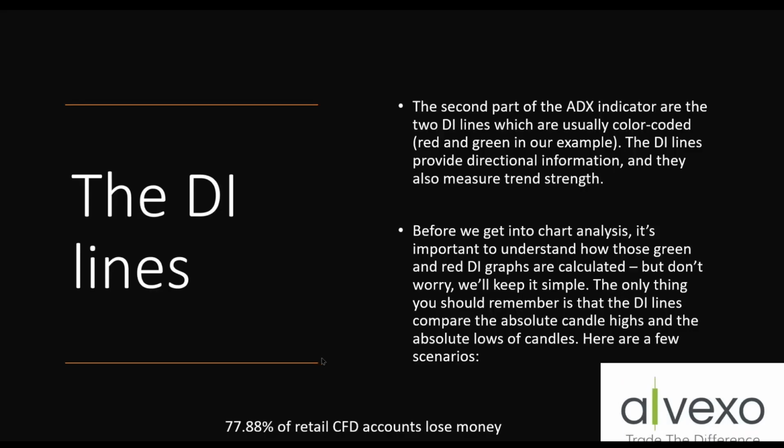So the second part of the ADX indicator are the DI lines, which are usually color coded, the green and the red in our example. The DI lines provide directional information, and they also measure trend strength. Now, it's important to understand how those green and red DI lines are calculated, but don't worry, we'll keep it simple. The only thing you should remember is that the DI lines compare the absolute candle highs and absolute candle lows.